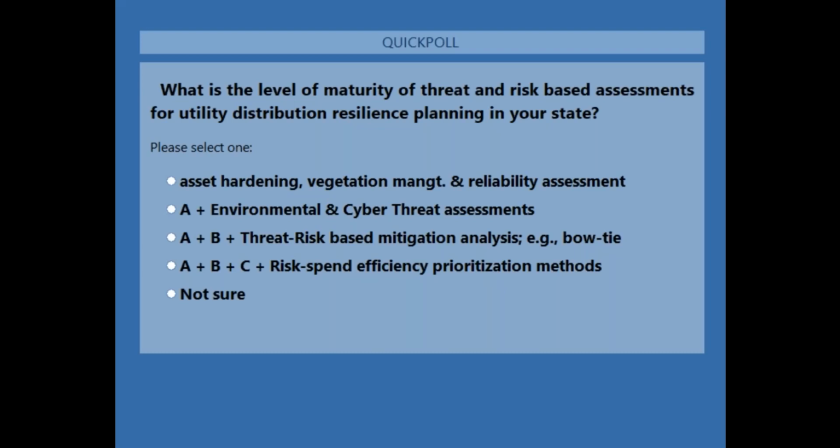Additionally, the third is starting to apply those things into a threat risk-based mitigation analysis, for example, a bow tie type analysis. And then the fourth is those things plus starting to apply some form of risk spend efficiency analysis to prioritize investments to be able to address the overall objectives. Or you're not clear on what utilities are doing right now.